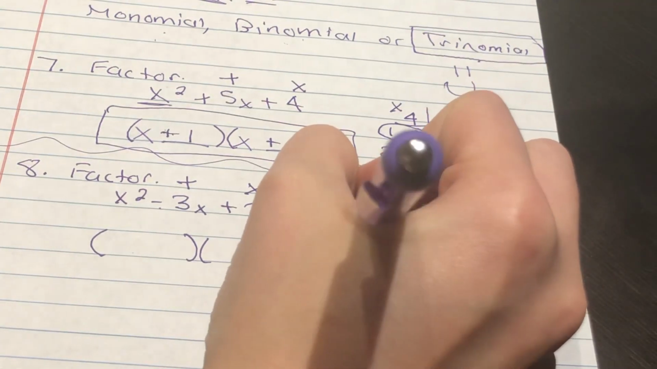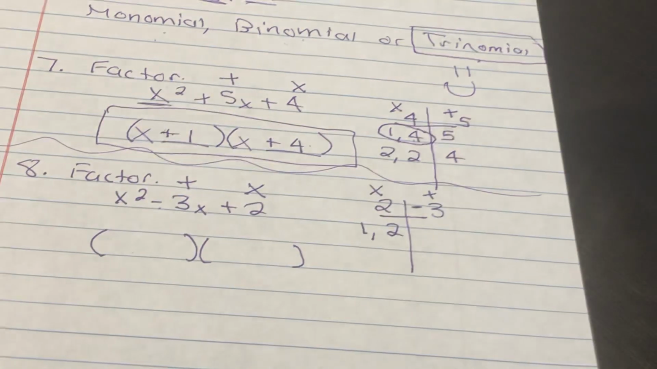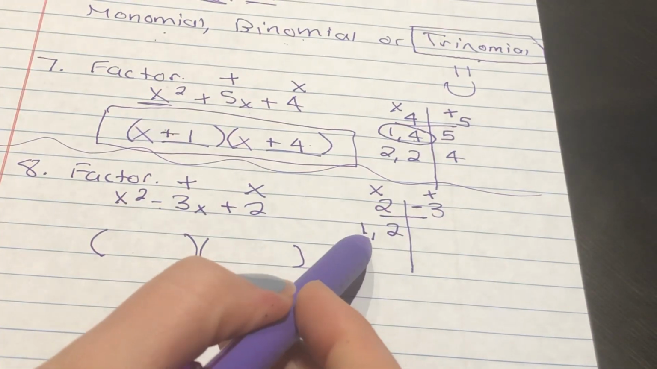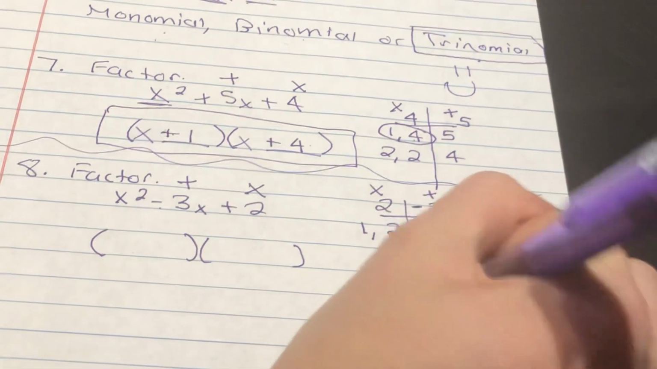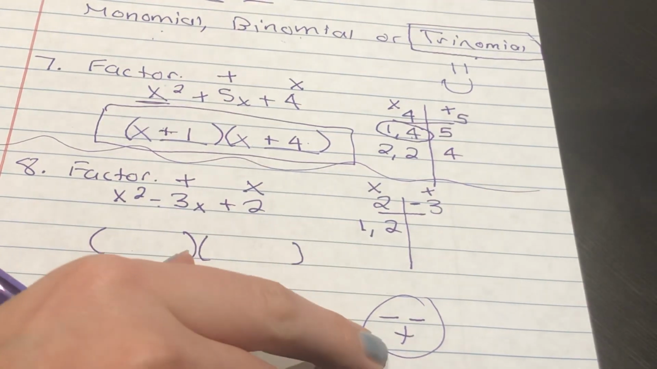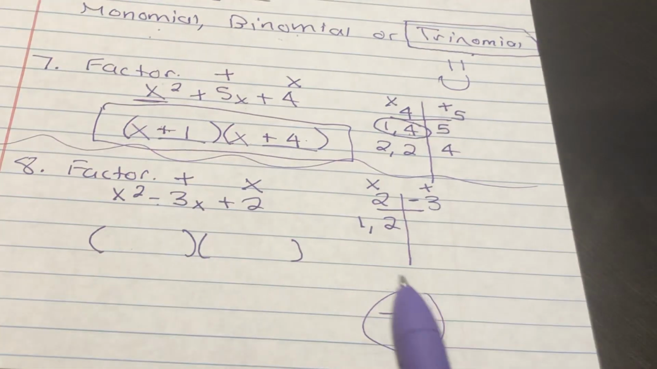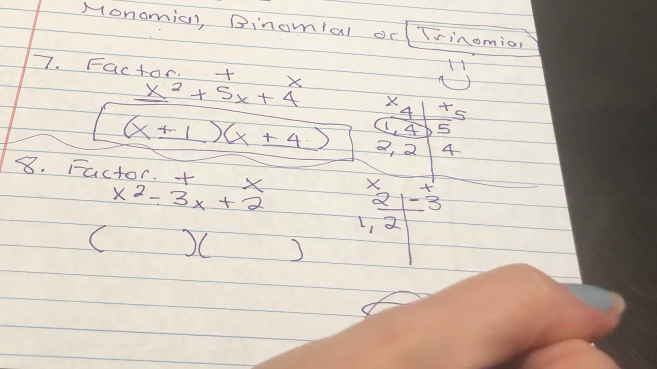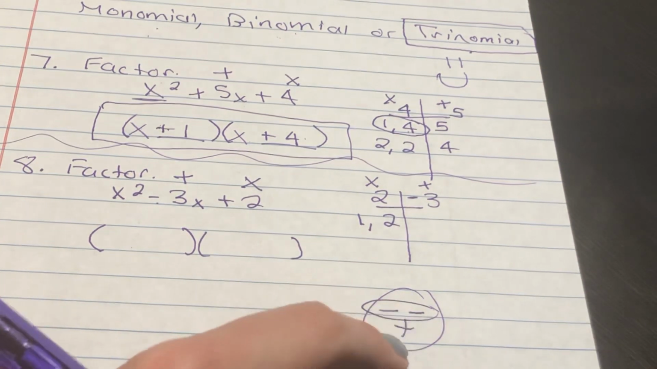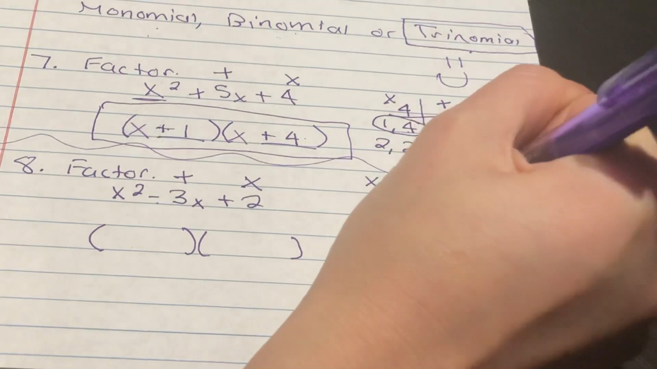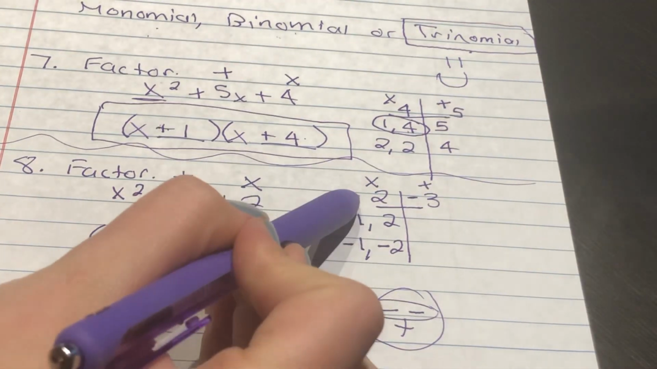Numbers that multiply to get 2: we've got 1 times 2, and that's it. 1 times 2, right? But think about negatives. How else could I get a positive 2 with 2 signs? Think about it for a minute. If I do a negative times a negative, I'll get a positive. So if I have a negative 1 times a negative 2, I'll still get positive 2.